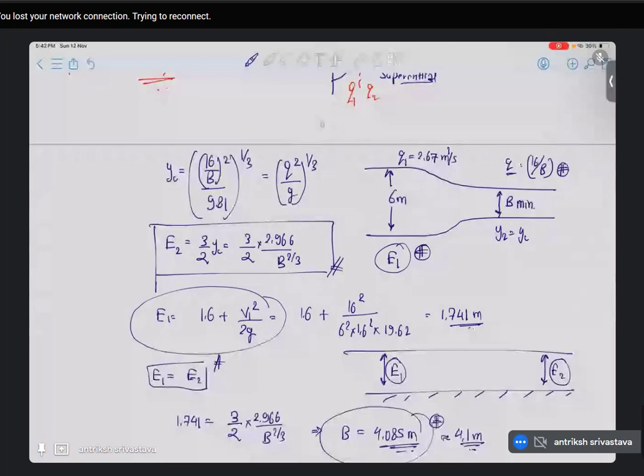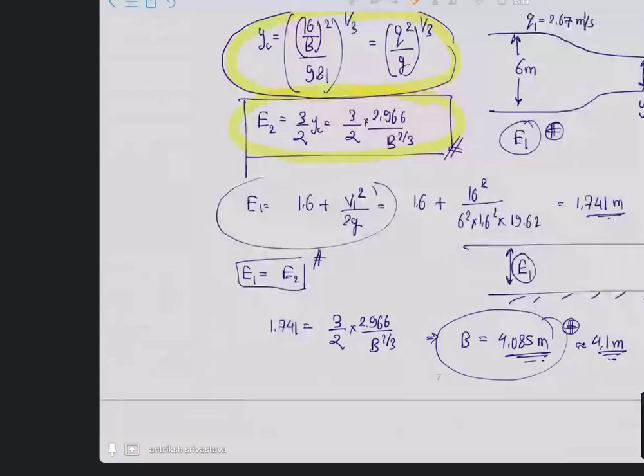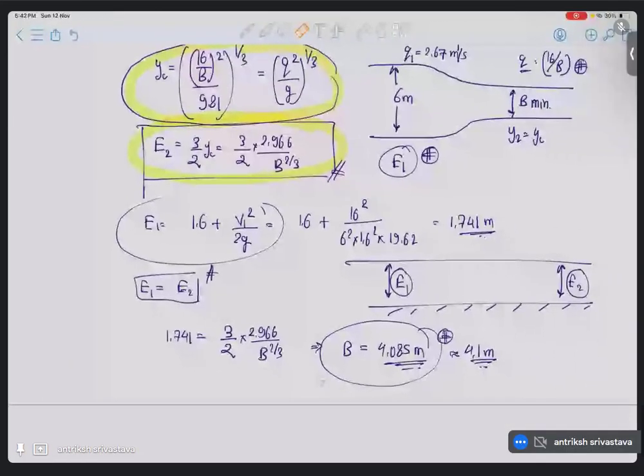oh my God, again the internet connection. Okay, luckily it has come back. Yeah. So yeah, I hope my screen is visible.